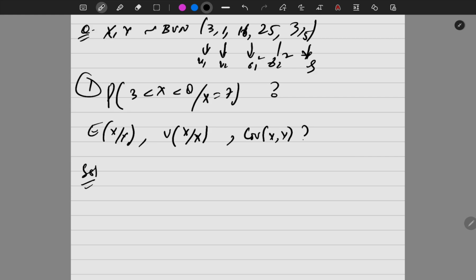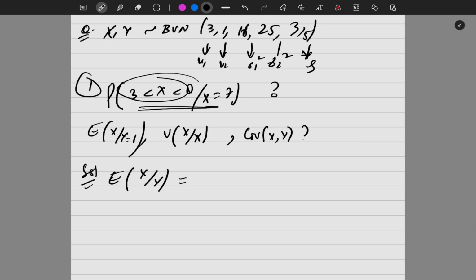So the solution is, as you know, this is simply conditional, x given y. Firstly we calculate expectation of x given y. What is this x given y? This is, sorry, this is y given x here: expectation of y given x, variance of y given x.